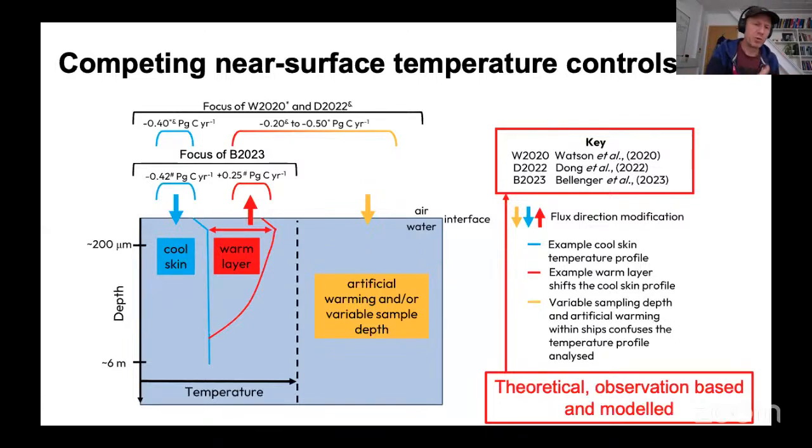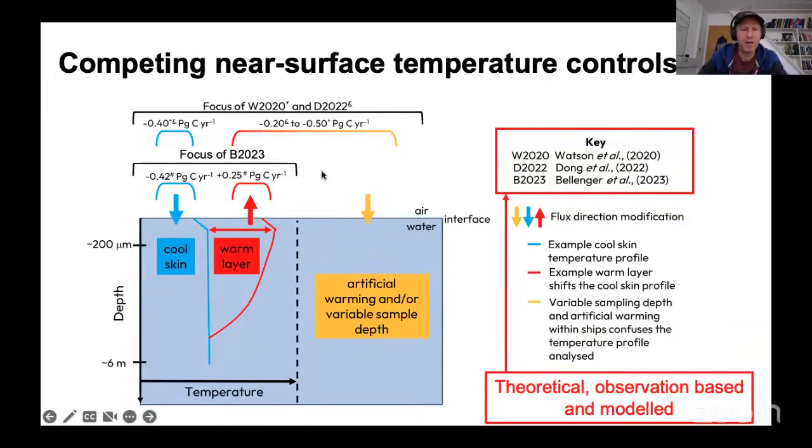There's the issue of the cool skin effect, which actually over large areas increases the amount of carbon that goes into the water. There's also the issue of warm layers, which can have an opposing effect. And there's the issue of artificial warming of measurements. So this is where measurements are taken at depth, say at 5 meters, and this measurement is warmed through the ship before it's actually measured. And so that has an additional impact.